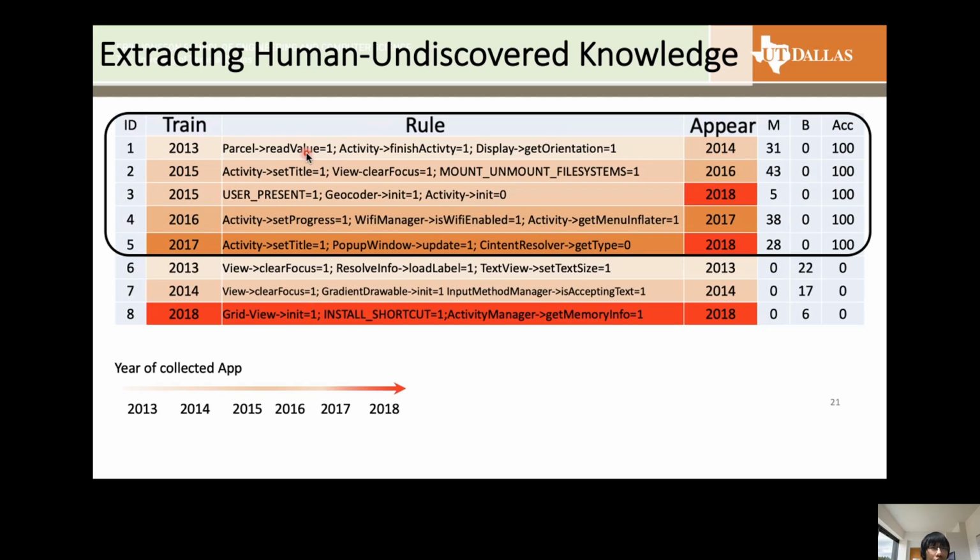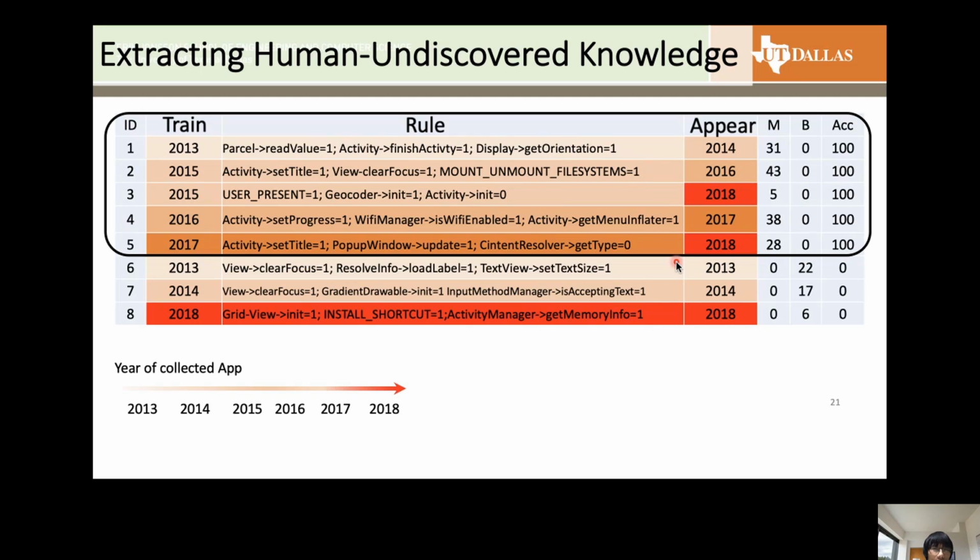Cases 1 to 5 show the new rules. The new rules mean the apps satisfying these rules don't appear in the training dataset of the neural networks, but appear in the future, which means we can apply DENAS to extract new knowledge from our trained neural networks as a malware signature to detect zero-day malware.